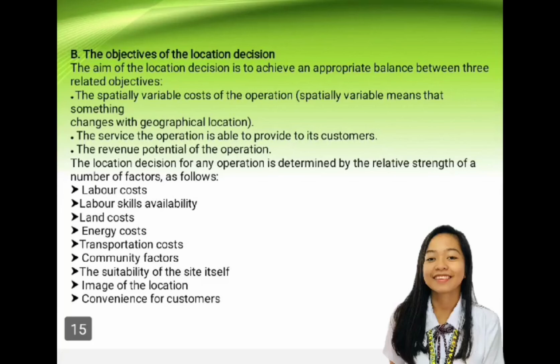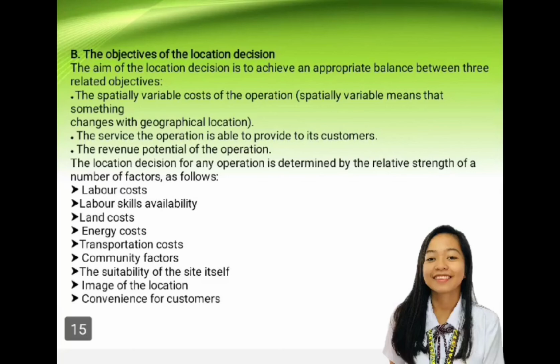Community factors: you need to consider this one in the location for your operation, like human elements, social factors, environment, and resources. These factors possibly represent a community that can contribute to the growth of your operation. The sustainability of the site itself: in selecting a location for operation, you need to determine the sustainability or the best place for the operation.